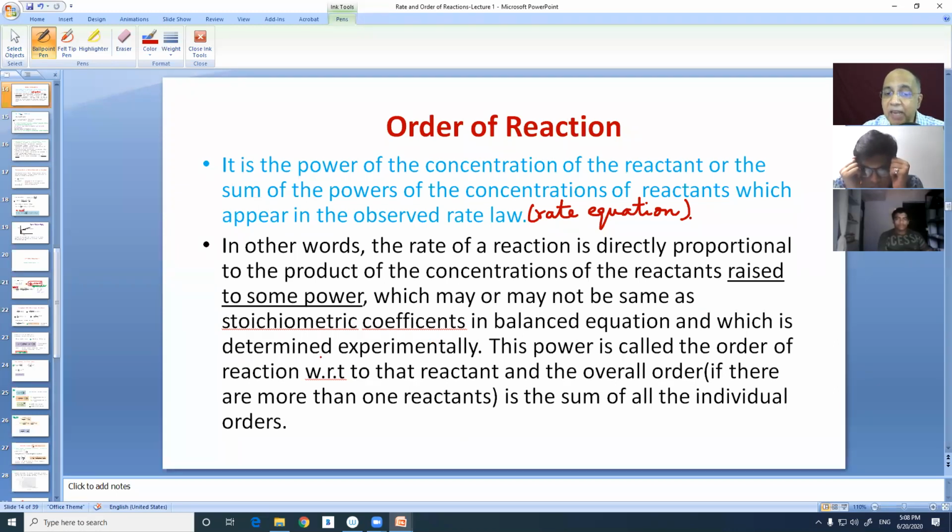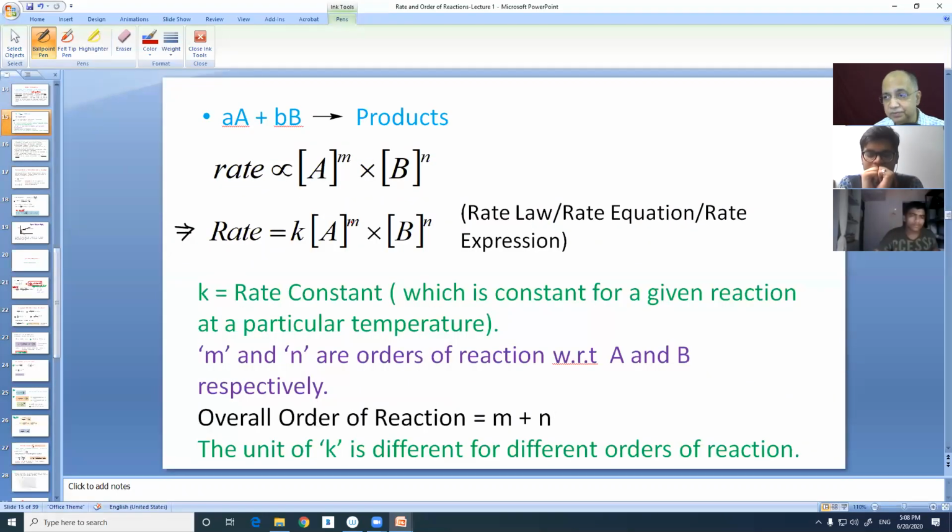which may or may not be same as stoichiometric coefficients in balanced equation, and which is determined experimentally. This power is called the order of reaction with respect to that particular reactant. And the overall order, if there are more than one reactant, is the sum of all the individual orders. Now see, you have to write this page. Listen to me first. If you go away from your focus, then you will miss. If you remain focused, I can assure you, you will not miss a single point.